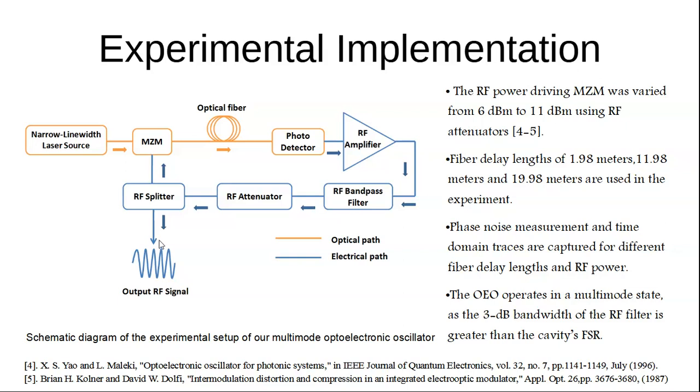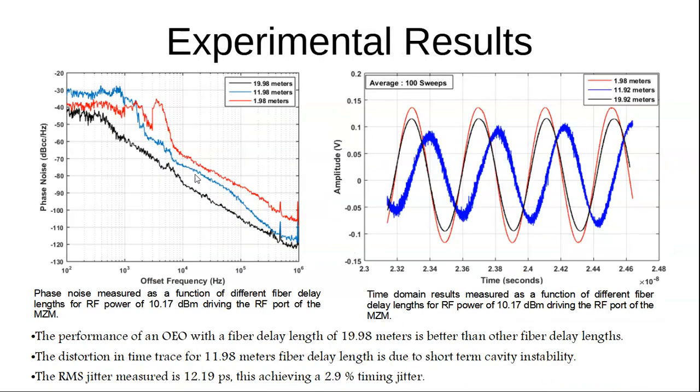The RF power driving the MZM was varied from 6 dBm to 11 dBm for different fiber lengths in this experiment, and in parallel the phase noise measurements and time domain traces were captured. Since the RF bandpass filter's 3 dB bandwidth is greater than the cavity FSR, this OEO operates in a multimode state.